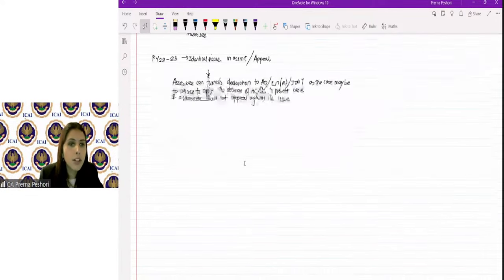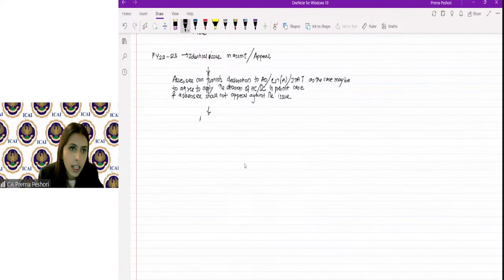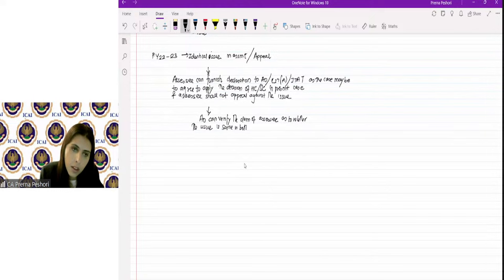So, the assessee can furnish the declaration. The AO can verify the claim of the assessee as to whether the issue is same in both the years and may admit or reject the claim of the assessee.